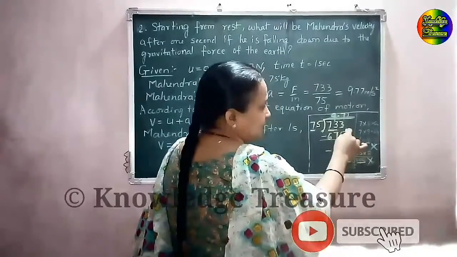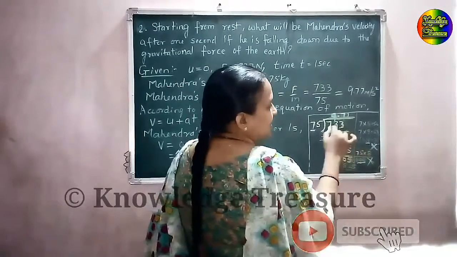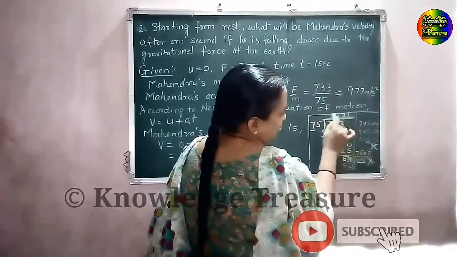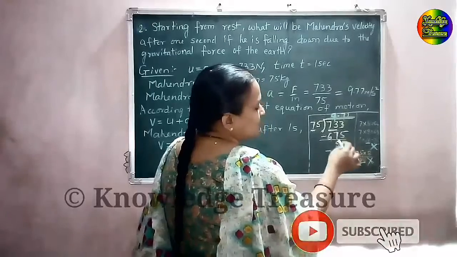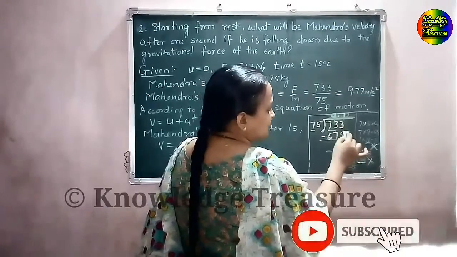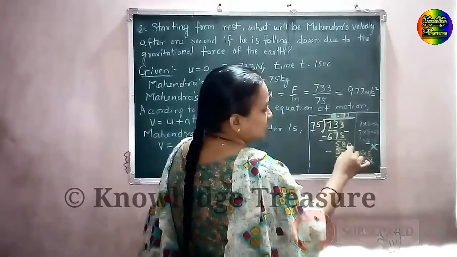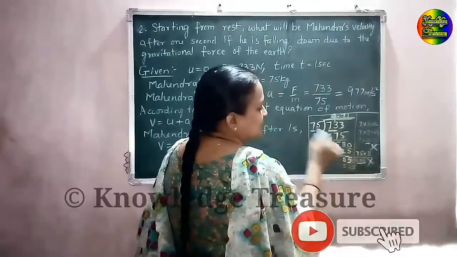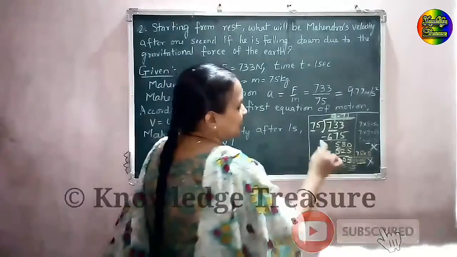75 into 10 is 750. But 750 is much greater than 733, so it is not possible. So you have taken 9. 9 into 75, what are you getting? 675. Now subtract this 675 from 733. What are you getting? 58. So 58 is less than 75, so you put the decimal point here.